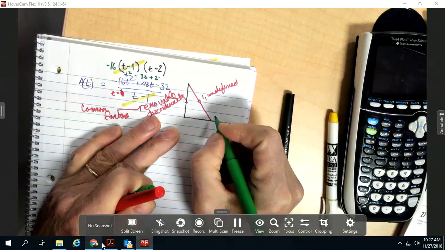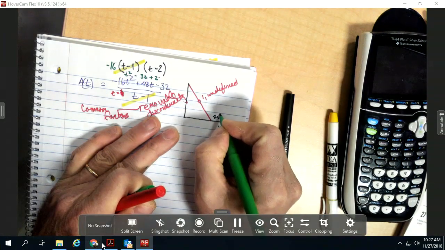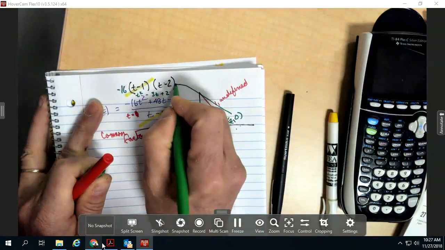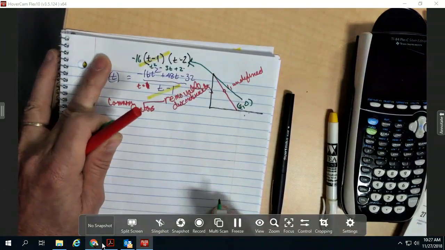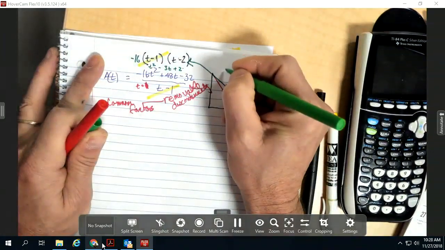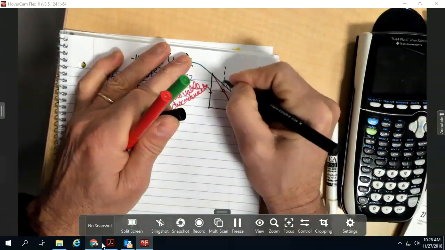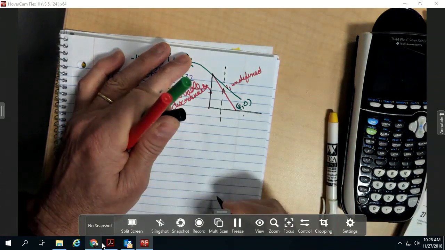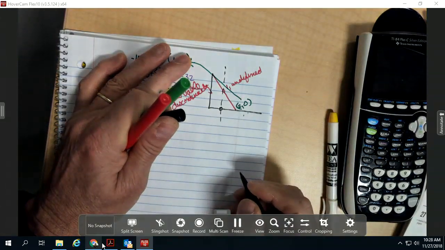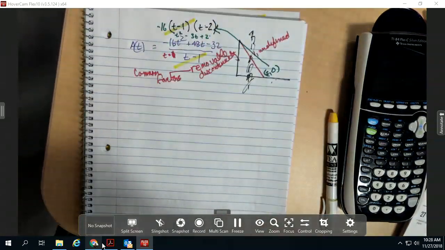And this is 2, comma, 0. Why is it 2, comma, 0? Because it's the other factor of the top. Why didn't you have an asymptote here at positive 1? Because the asymptote you would have had was canceled by the 0 you would have had, and so those two things cancel each other out.